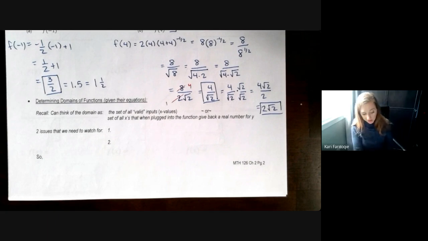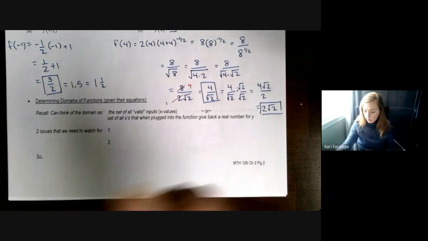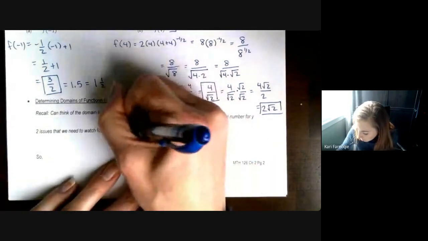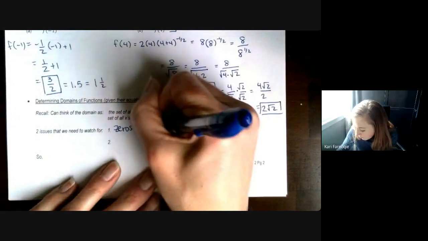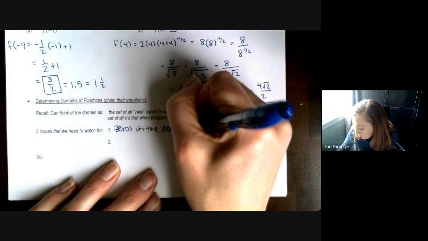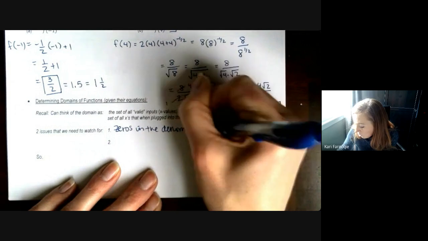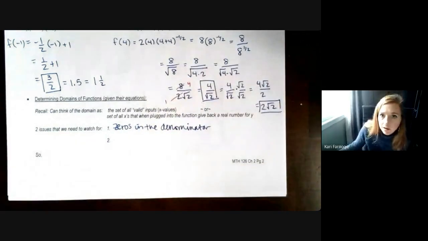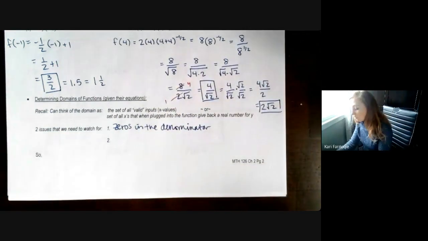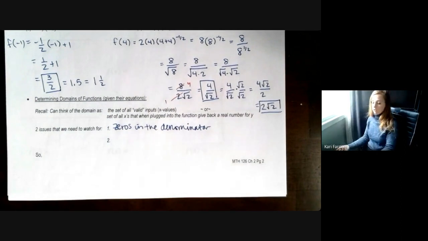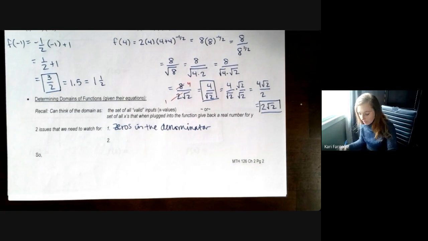So the domain is the set of all valid inputs for x, or the set of all x's that, when plugged into the function, give back a real number for y. Two issues we need to watch out for. One of them would be zeros in the denominator. If your function can possibly take on a denominator that will become 0, then we need to figure out what x value will make your denominator 0. And say, okay, we can't be equal to this value. So we can't have that.